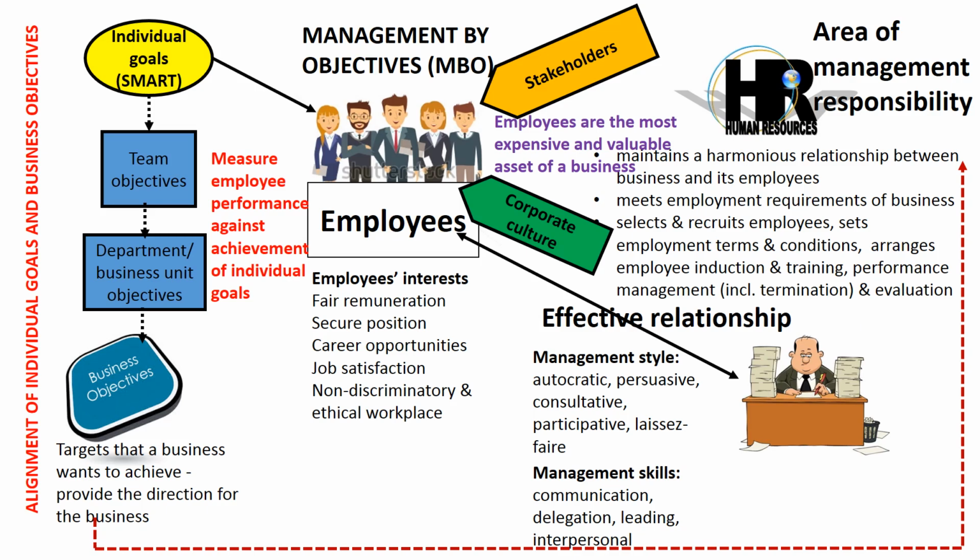Aligning each employee's individual goals with the objectives of their team, their business unit, and the overall business will result in the efforts of all employees being focused on achieving the business objectives. Employees who have a clear understanding of their individual goals and how they relate to the business will be more engaged because they will feel that they're making a direct contribution to the success of the business.